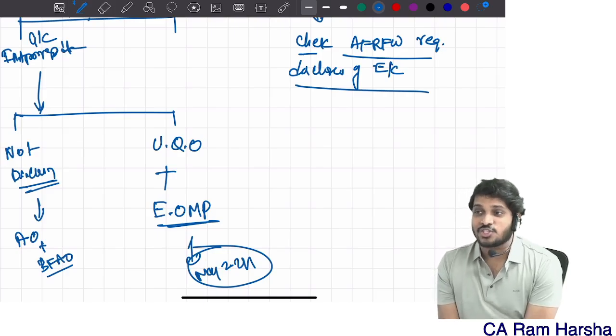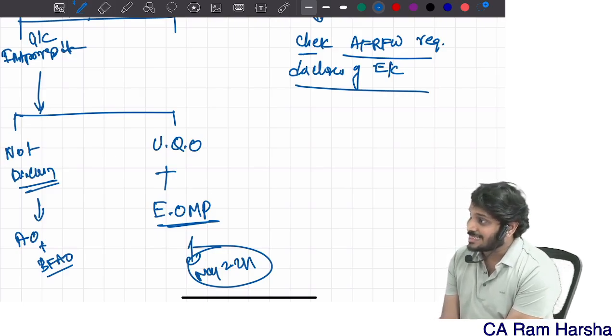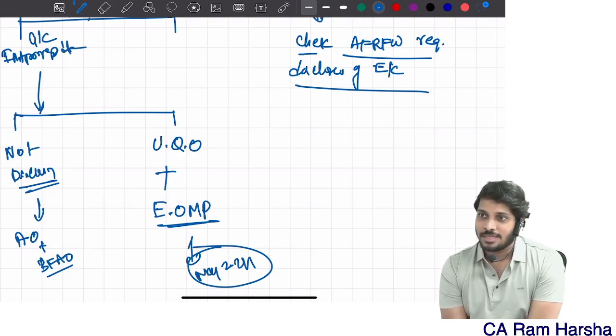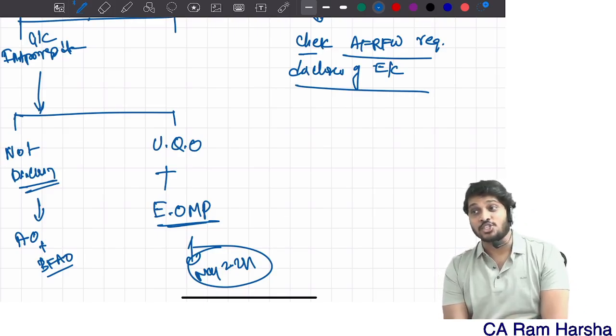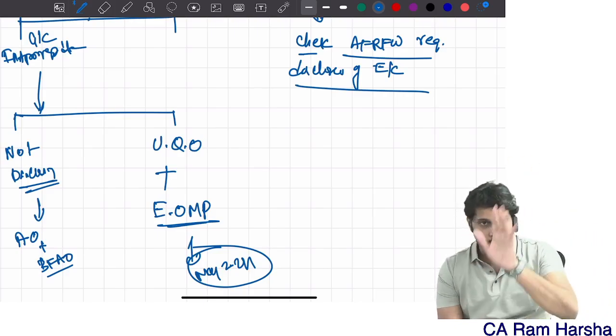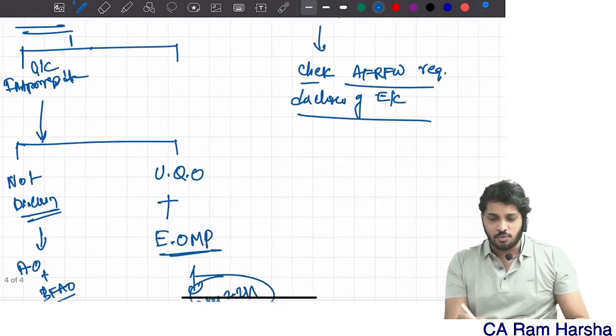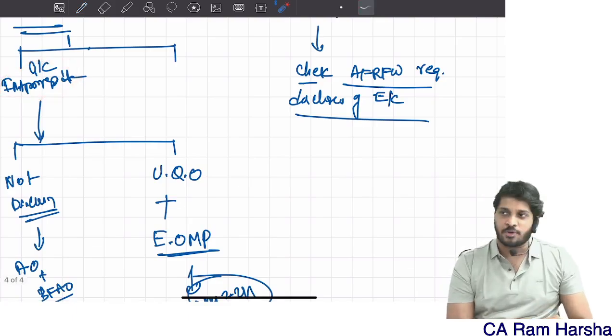Are you clear? This is not there anywhere except in the pronouncement, but I tell this point generally in class. This is what was asked in the May exam. Many students wrote material uncertainty related to going concern as the answer. That's wrong. When that will come, I'll show you now. Understood? Clear? Right now what I am discussing is going concern is inappropriate.